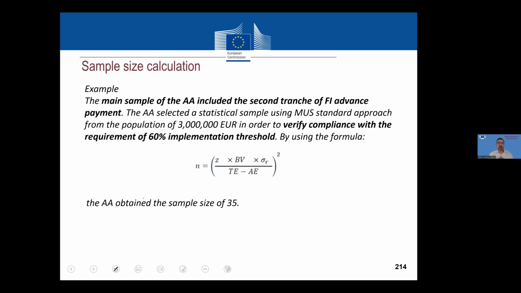Example. The main sample of the audit authority included the second tranche of a financial instrument.